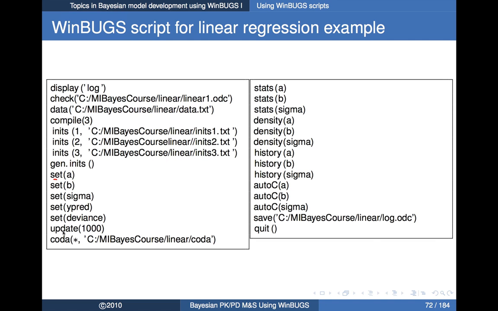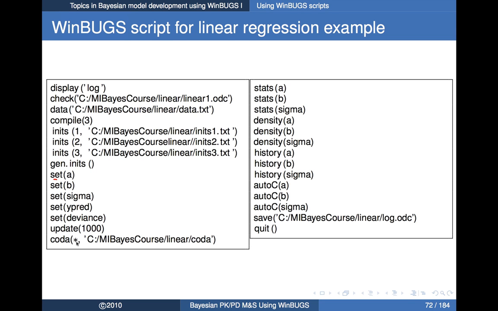Then update is pretty much what it sounds like. You run a set of MCMC iterations, and the argument for that is the number of iterations you want to do. So what I've just gone through here is a very simple sort of script that does all the steps that we would have done had we used the GUI.